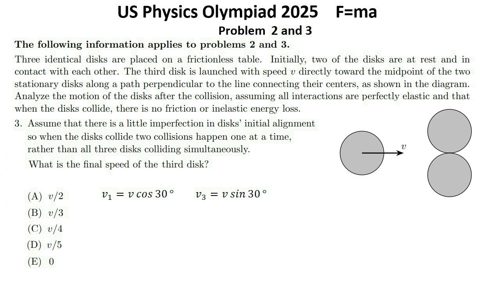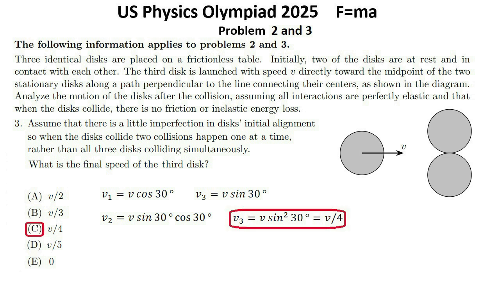The third disk is now moving in a direction that's 60 degrees off from the line connecting its center with the center of the disk that's still at rest, the second disk. So after the second collision, the disk that was at rest will gain speed of v cosine 30 degrees sine 30 degrees and the third disk will have speed v3 equals v sine squared 30 degrees, which is v over 4. This is answer 3 and that was the solution for problem number 3.